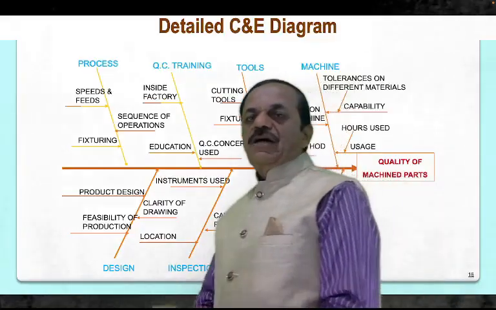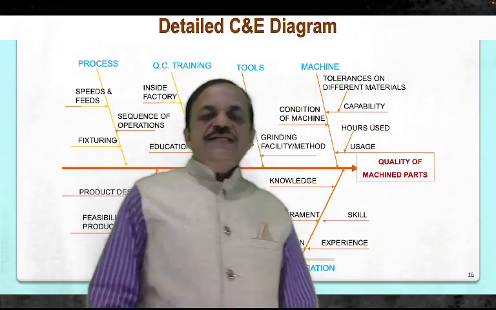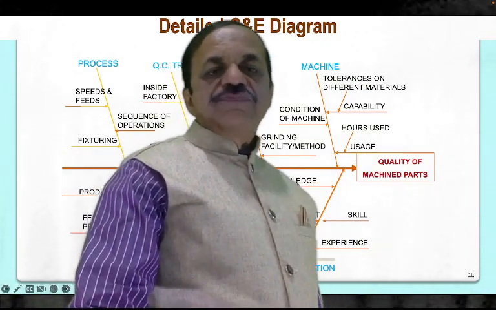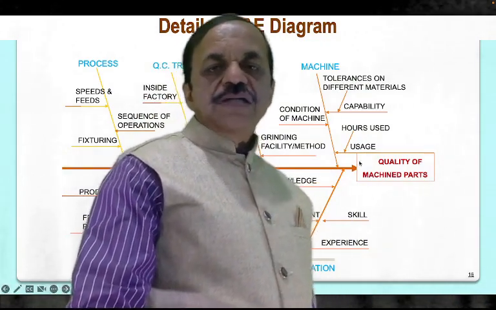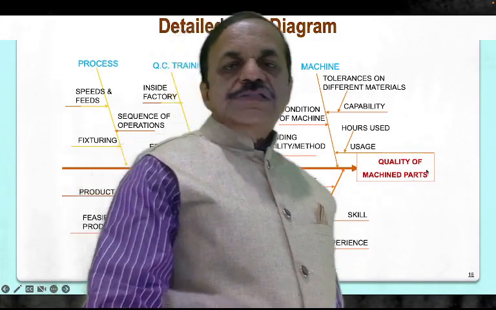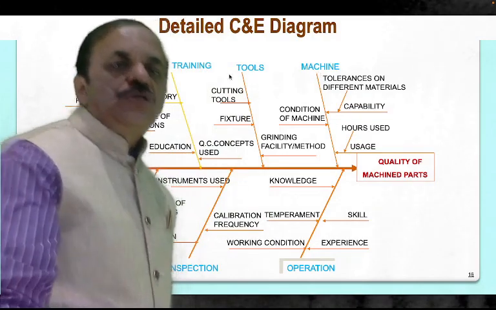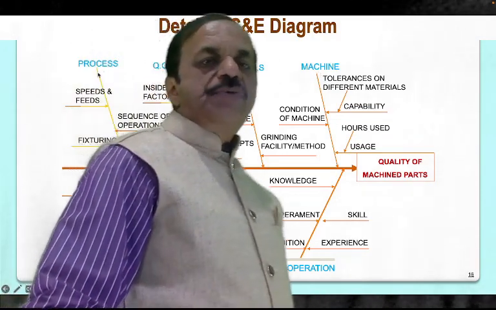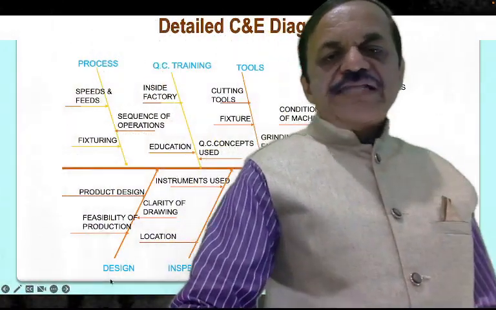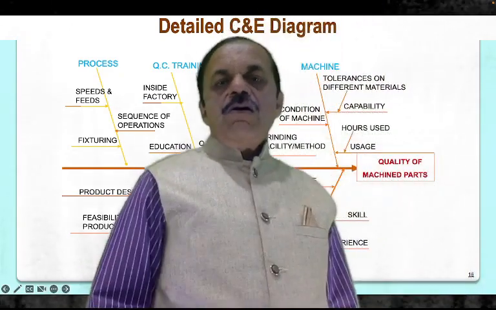The detailed cause and effect diagram is drawn here. The center line represents the main bone of the fish. The head of the fish is nothing but the problem statement, and the main causes are listed here: machine, tools, QC training not being given, process, design, inspection, and operations.